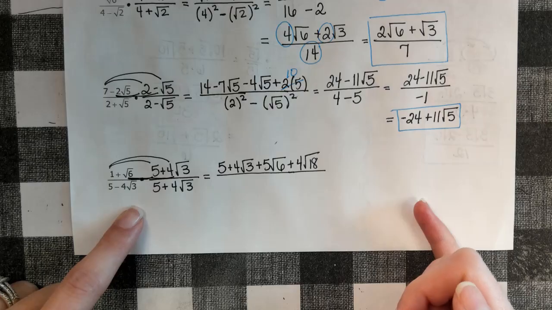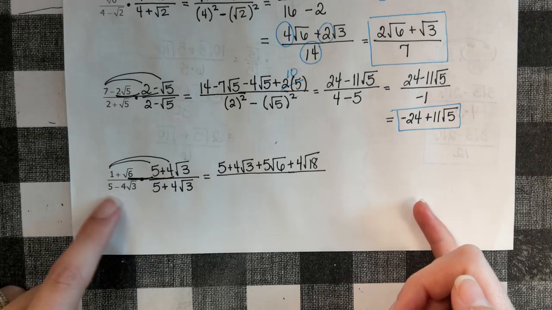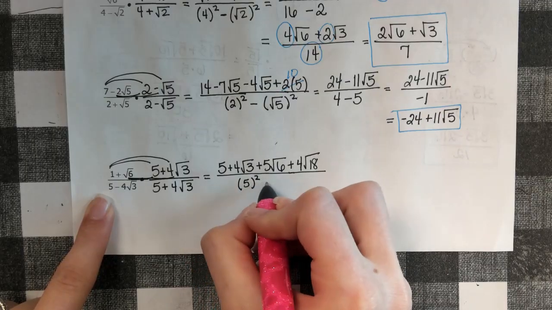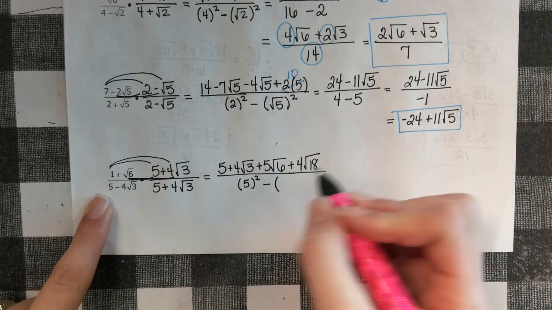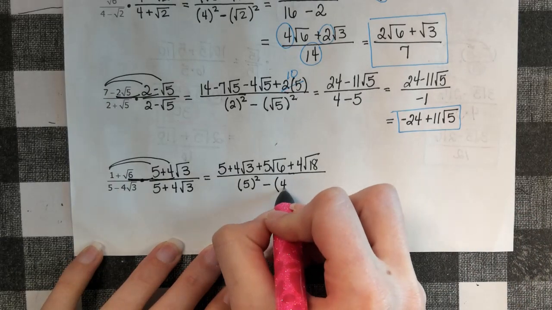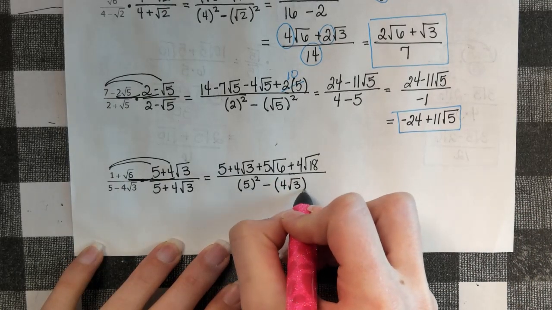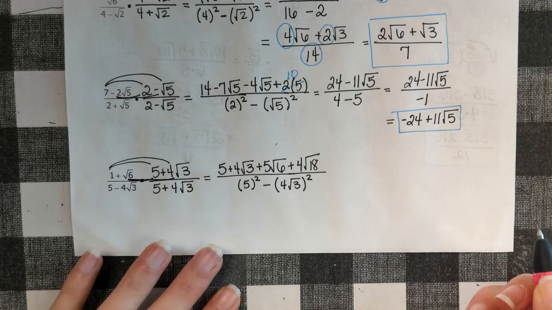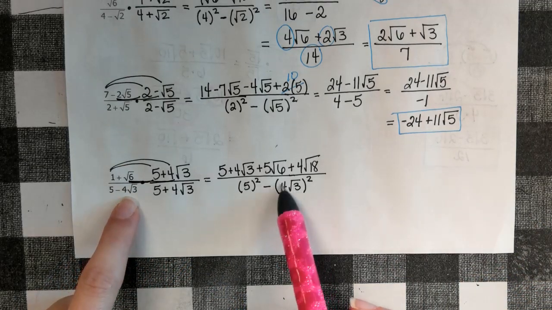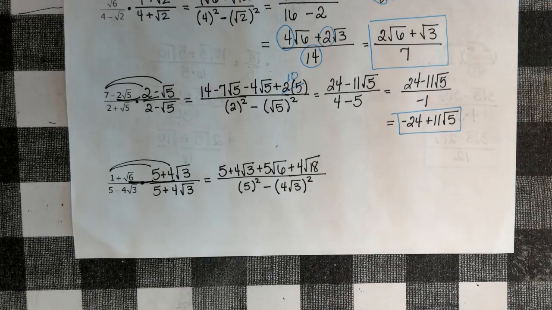Okay. My denominator. I take my first term, which is 5, and I square it. Minus, what's my second term? 4 square root of 3, and I square it. Okay, notice that when I'm doing this formula, I'm not including a sign here because I'm squaring it. Okay?